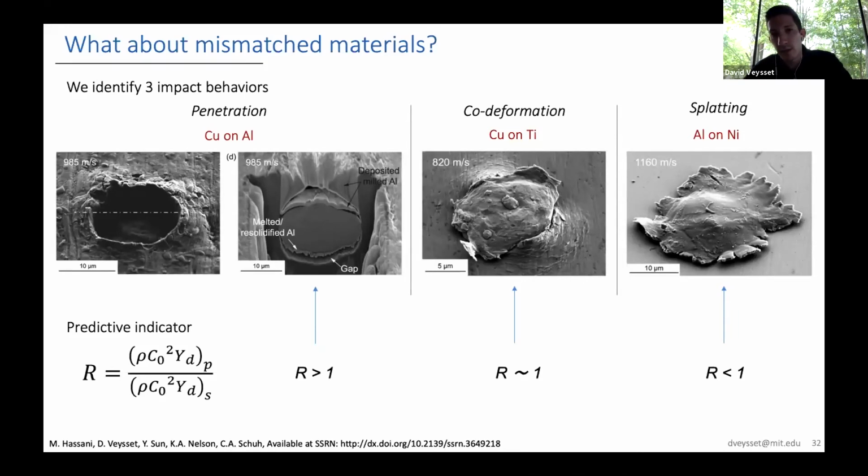And then at the other extremum, you have splatting, where the particle largely deforms and the substrate is barely deformed. We came up with a predictive indicator that's based on the density of the different materials and their yield strength, and again the speed of sound of these different materials, because it's a shock related phenomenon, and this gives the different regimes that we observe.